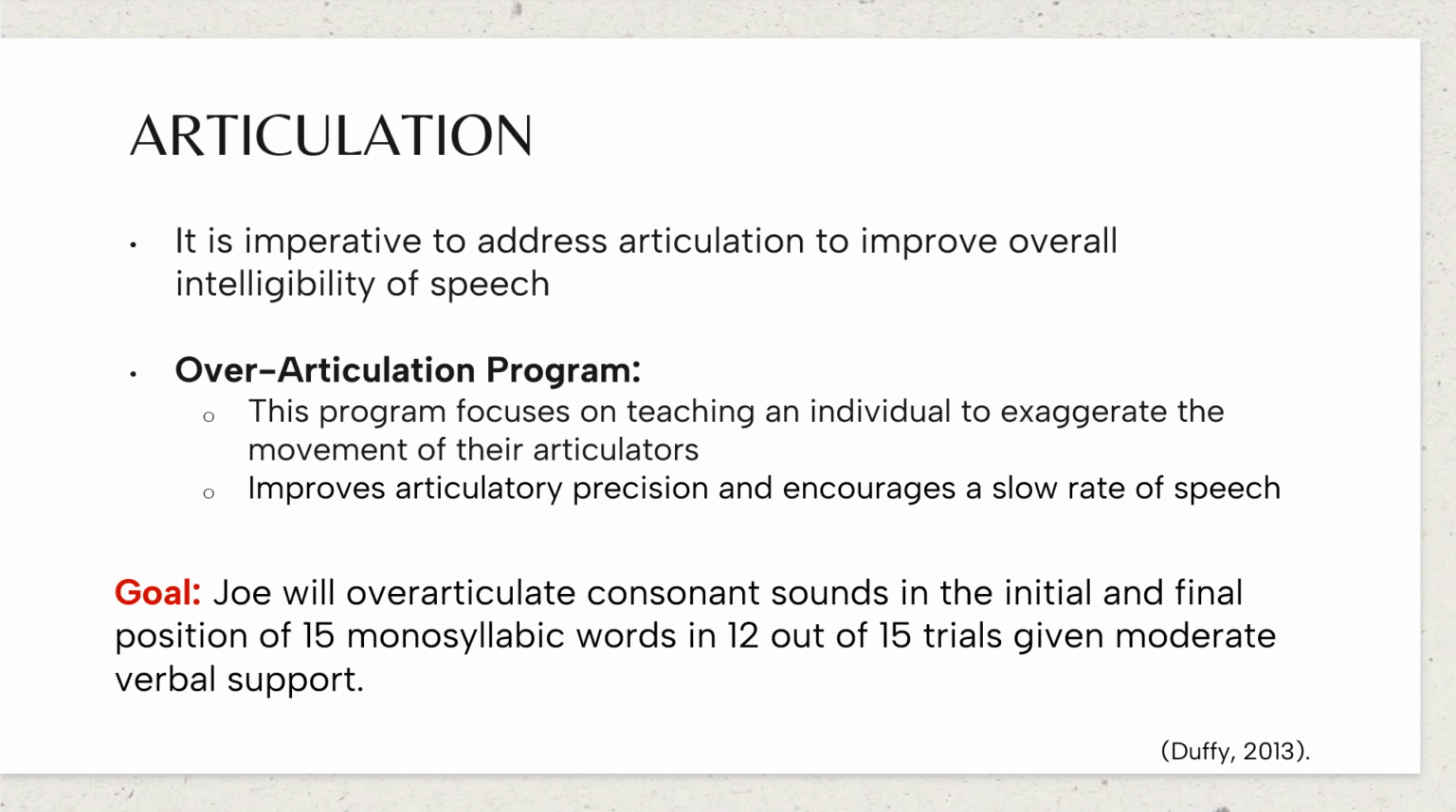To target these characteristics, we plan to use an over-articulation program that utilizes drilling with him. This program will focus on teaching Joe to exaggerate the movement of his articulators to improve articulatory precision and encourage slow rate of speech. This will involve collecting words that are salient to Joe and difficult for him to produce. Then we will teach him how to exaggerate the consonants by using larger movements of his lips, cheeks, and tongue during production of those words to improve his precision and accuracy.